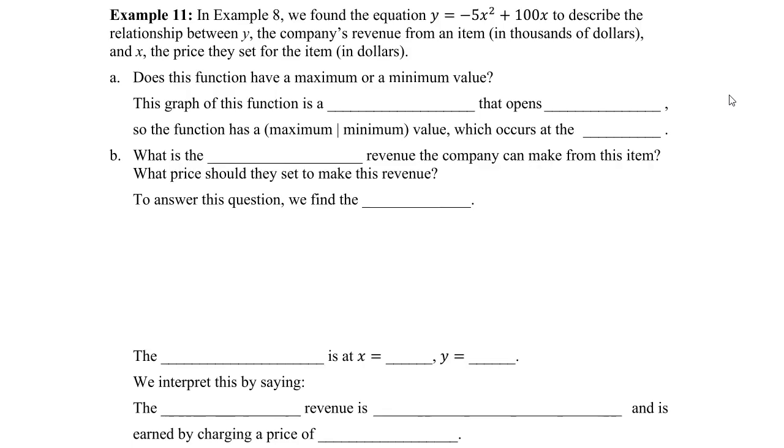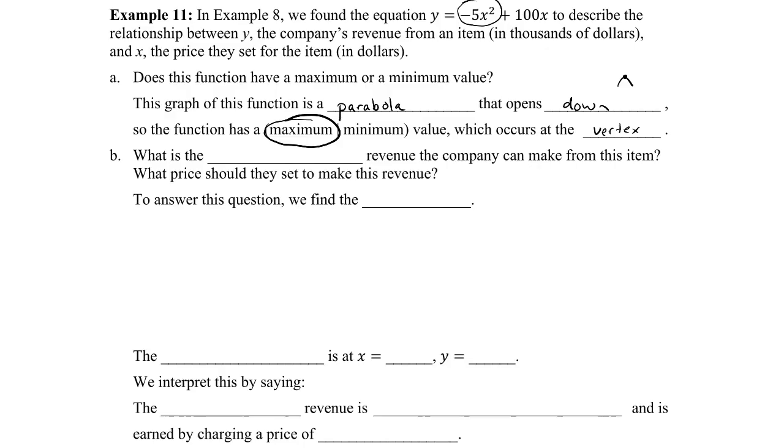So this is still that revenue function from example 8. y is negative 5x squared plus 100x, where y is the company's revenue from an item in thousands of dollars, and x is the price they set. Noticing that the x squared term is negative, and also thinking about all these graphs that we looked at, we know the graph of this function is a parabola that opens down. So it looks like this. It has a top. It has a maximum value, which occurs at the vertex.